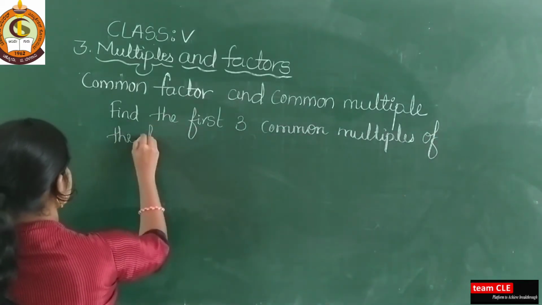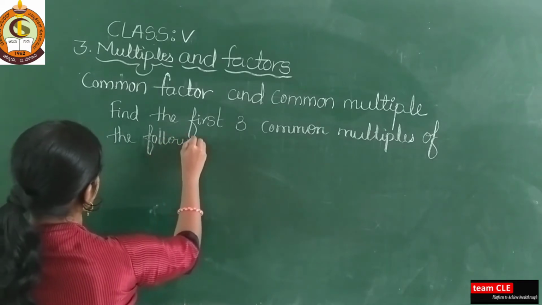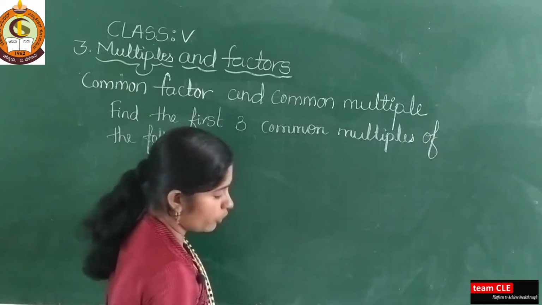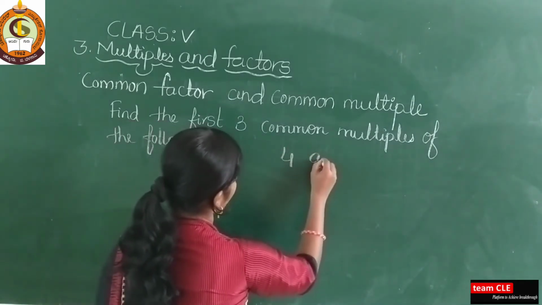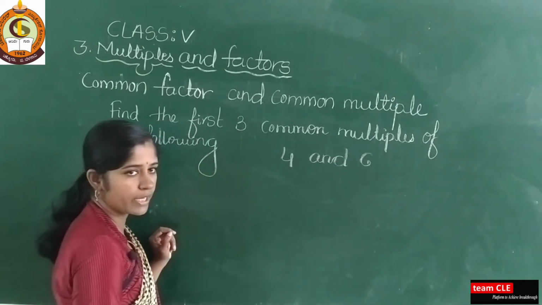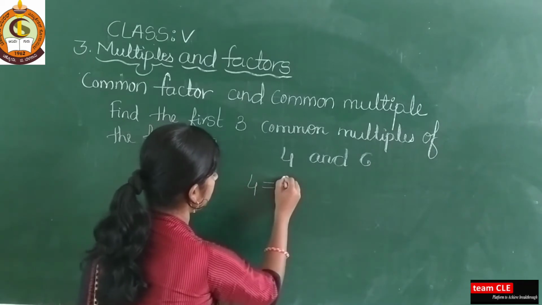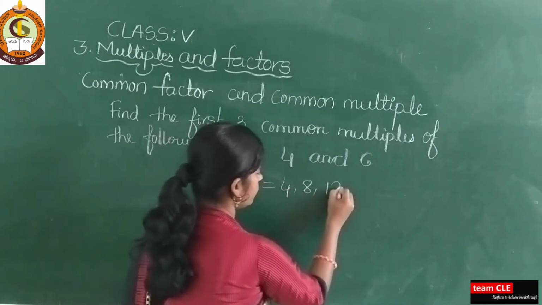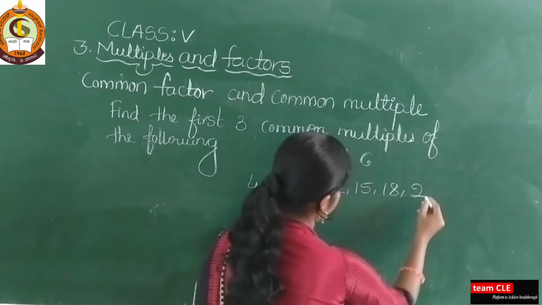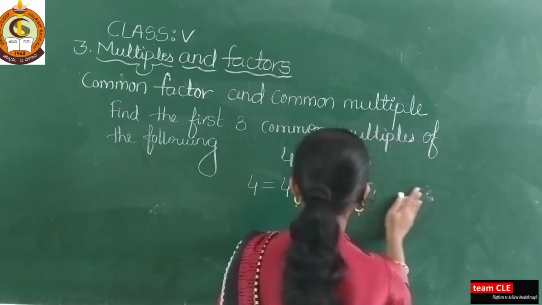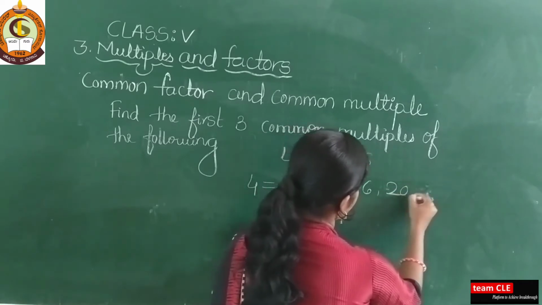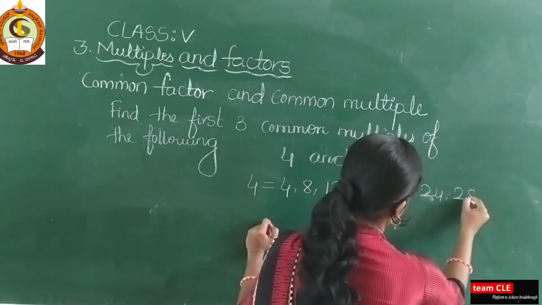So let us take one example, and I will take here 4 and 6. See here, they said to find the multiples, then you need to write the tables. Write the 4 ones table: 4, 8, 12, 16, 20, 24, next 28, and so on.